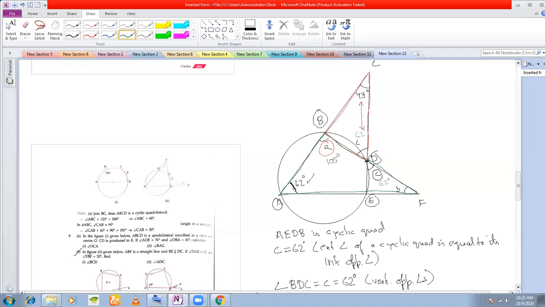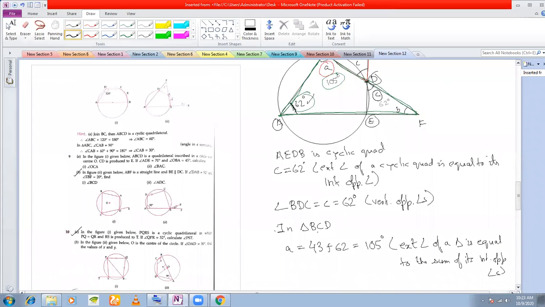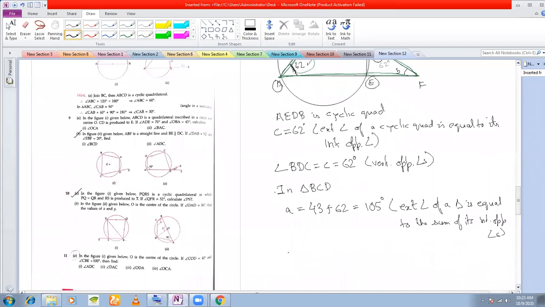This green triangle you can see. You see two angles drawn. You know 62 degree. You know 105 degree. You will find out the third angle. That's 62 plus 105 equals to 180.